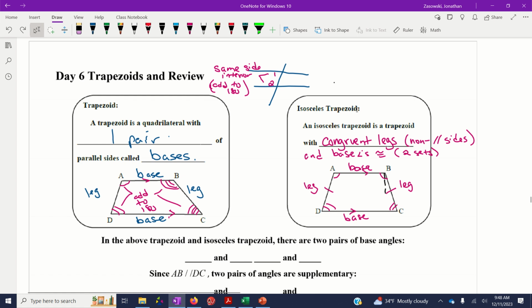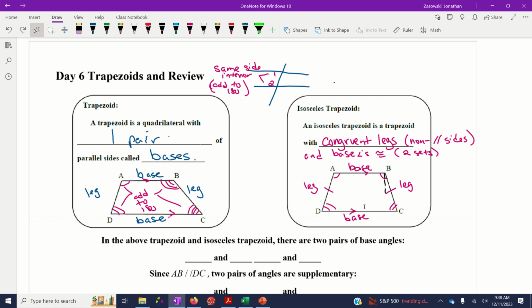Now, an isosceles trapezoid, on the other hand, has the non-parallel sides, which are called the legs, congruent. So that would be AD and BC here. And these two pairs of base angles, which are at the top along the base, are going to be congruent to one another. The other thing that they have going for them is they have congruent diagonals.